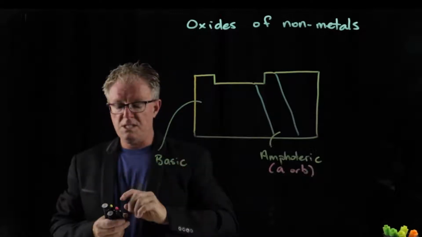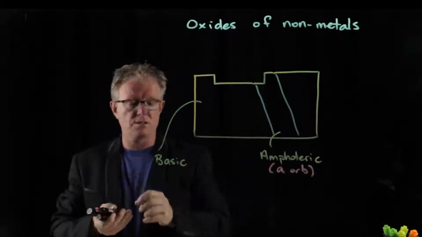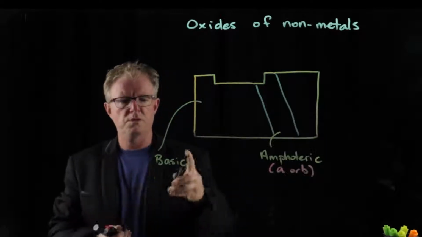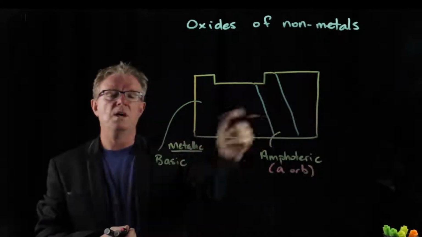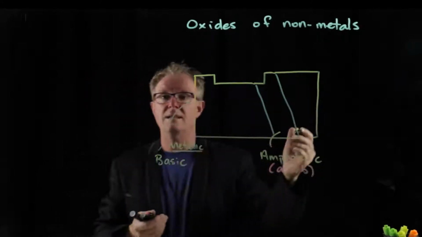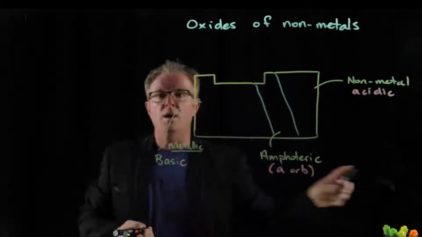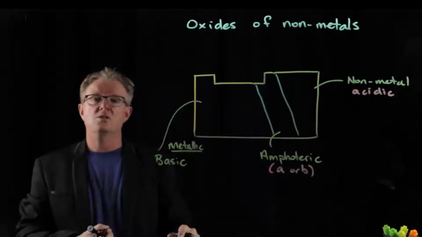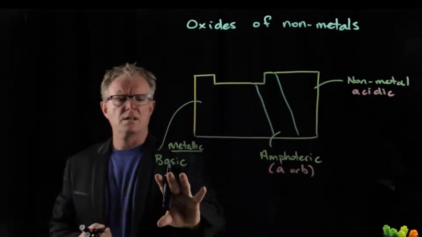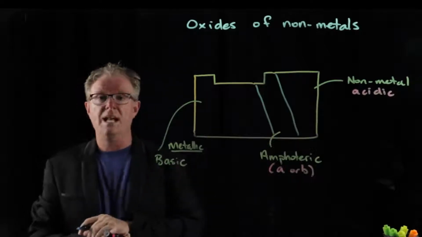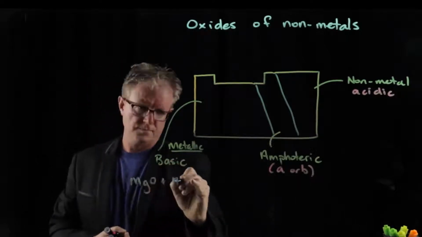These ones over here, the metallic oxides, are basic. So let's just put metallic. And then we have the non-metal oxides, which form acids. All right, so let's draw some equations to illustrate these. Let's look at the metallic oxides first.